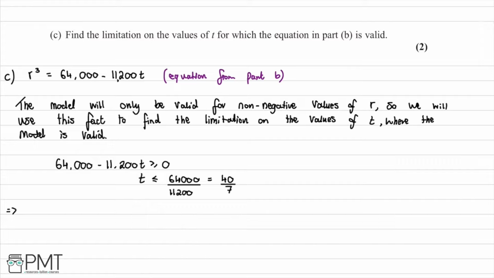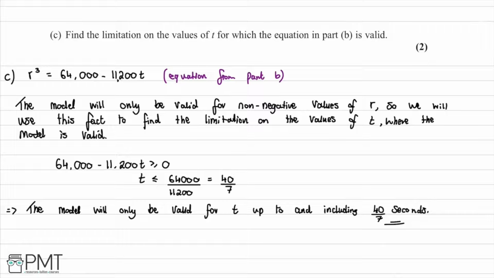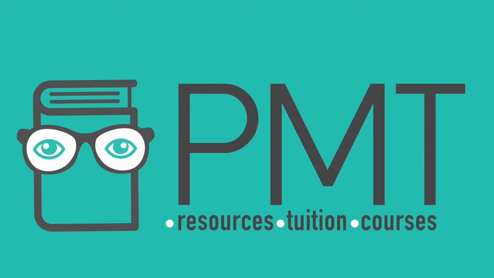So therefore, we can say that the model will only be valid for t up to and including 40 over 7 seconds. So therefore, we've completed this question. It was worth 2 marks and we received our first mark for getting to this stage here when we had this inequality. And we then receive our second mark for concluding with this correct answer, which is that the model will only be valid for t up to and including 40 over 7 seconds.